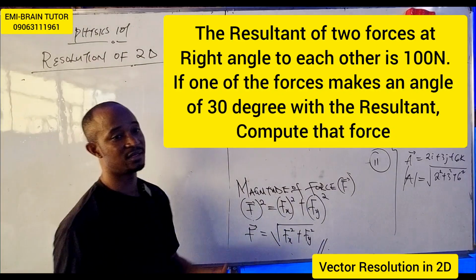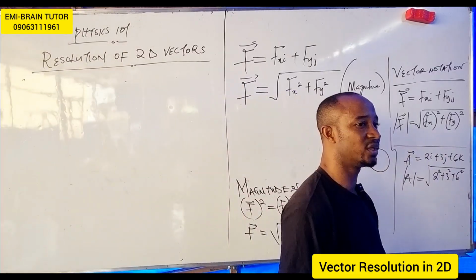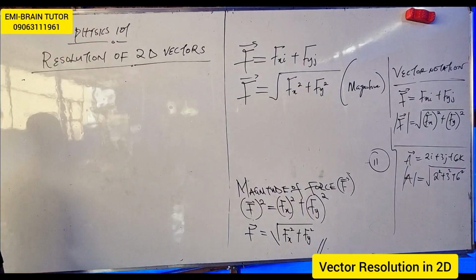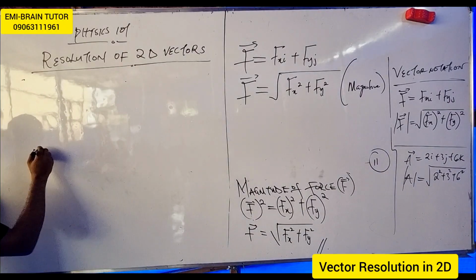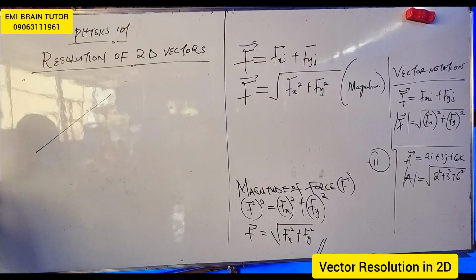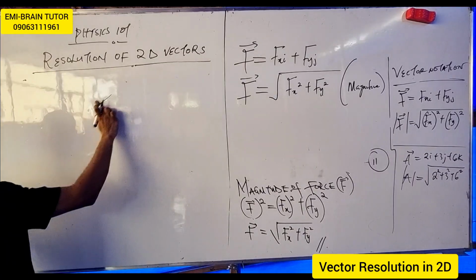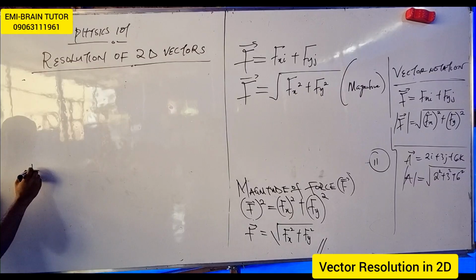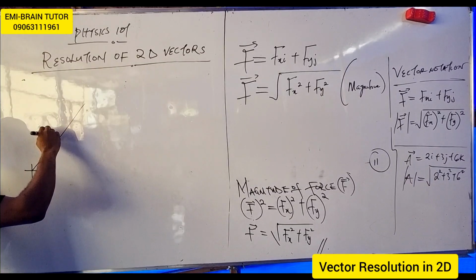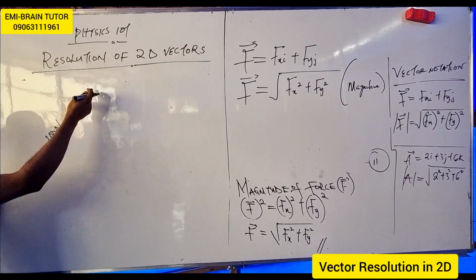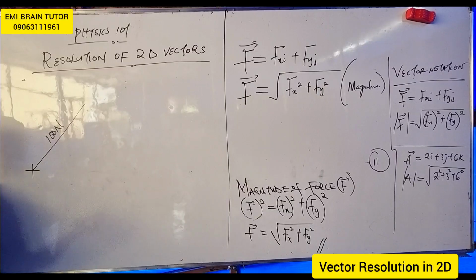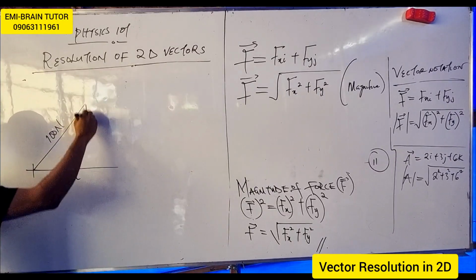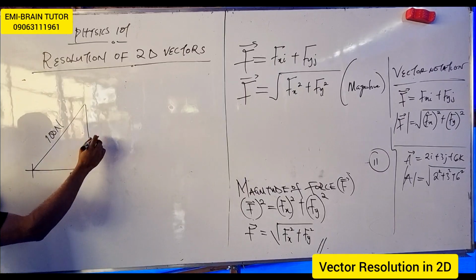Now let's look at this. This is one of the simplest questions. What do you do first? Generate your right angle triangle. Are you getting the concept? Now listen. The resultant given here is 100. This is the resultant of two forces. What are the forces here? Fx and, somebody? Fy.